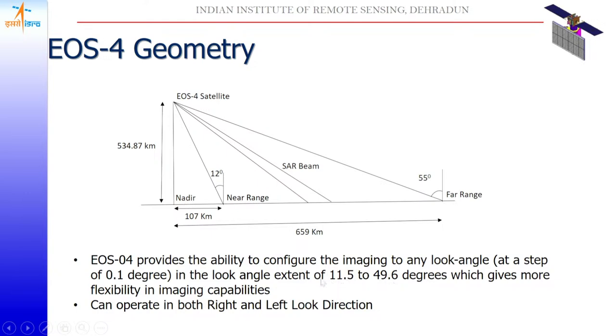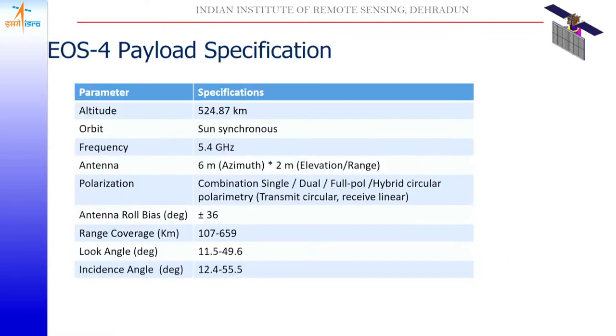You can see that EOS-4 provides the ability to configure the imaging to any look angle with a step of 0.1 degree. So at a particular look angle from 11.5, then 11.6, up to around 49.6 degrees, it can image, and it can operate in both right and left look direction.